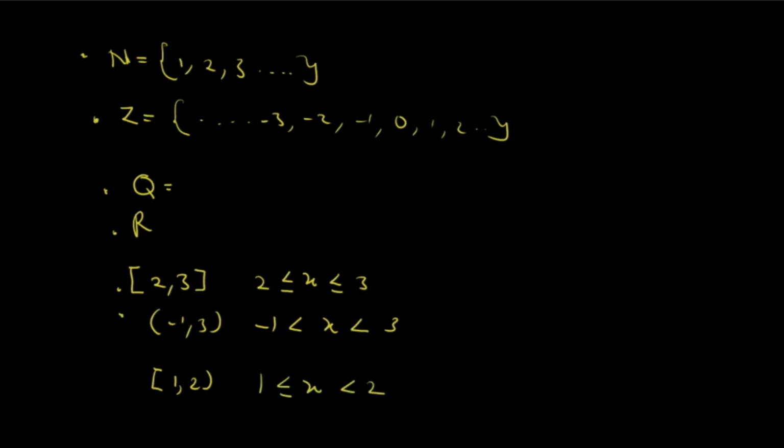We could also move to set of complex numbers. C is a set of numbers in the form of a plus bi, where a and b belong to real numbers and i is equal to root of -1.